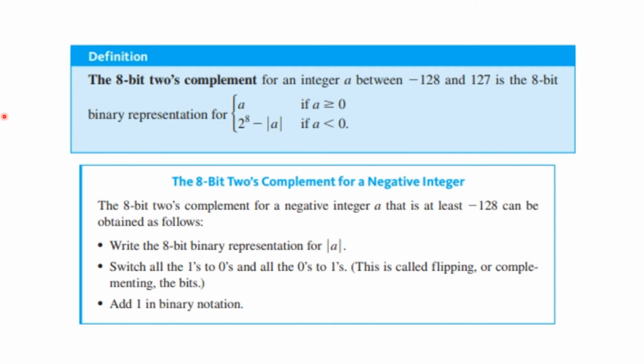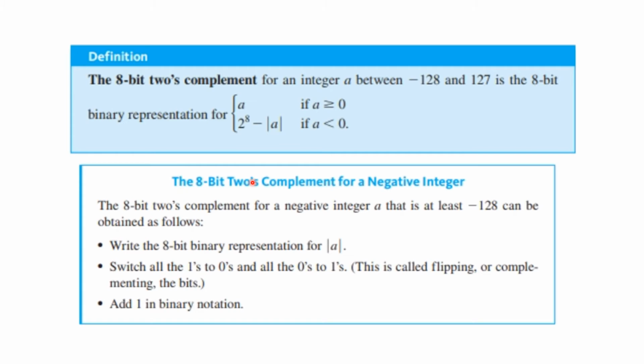Now, when we start subtracting, we have to think about this a little bit differently, and we define a concept called the 8-bit 2's complement for any integer a that's between these bounds, and we're talking about a being a number. This is the decimal representation. When we talk about the 8-bit 2's complement for a positive number, we just get the number itself. But it's much more complicated when a is negative. And this is again called the 8-bit 2's complement.